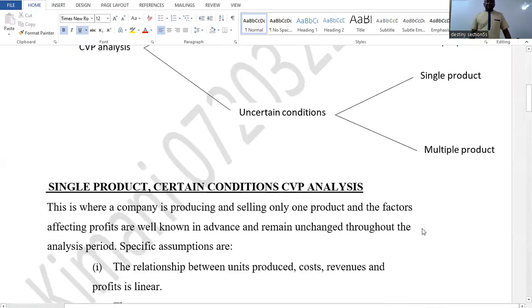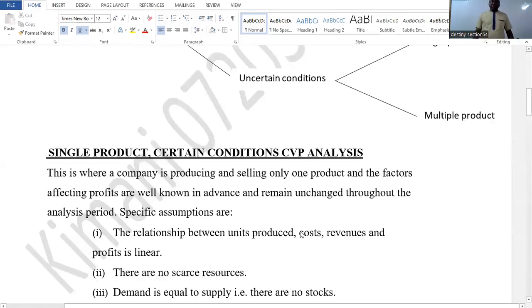Now, for the single product, certain conditions, CVP analysis, this is where a company is producing and selling just one product. And the factors which are affecting profits are well known in advance and they remain unchanged throughout the analysis period. Remember, I've been telling you that when you are in advanced management accounting, you must be keen to pay attention to the period. Which period is being considered? And in most cases, it is 1 year.